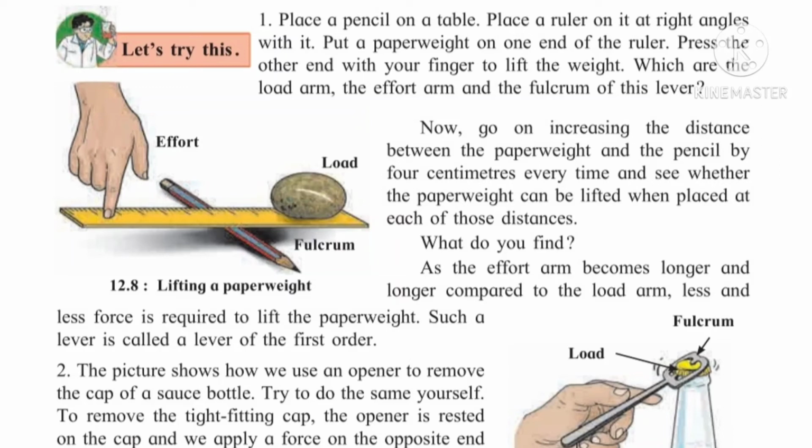First we take one pencil on a table. On that we place a scale, and on one side of the scale we put a paper weight. Now press the other end with your finger to lift the weight. Which are the load arm, the effort arm and the fulcrum of this lever?